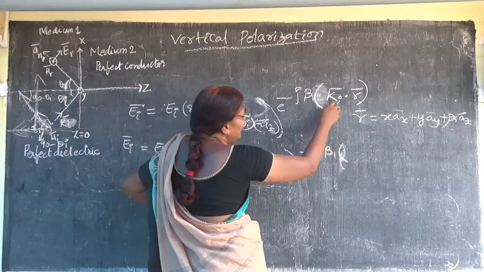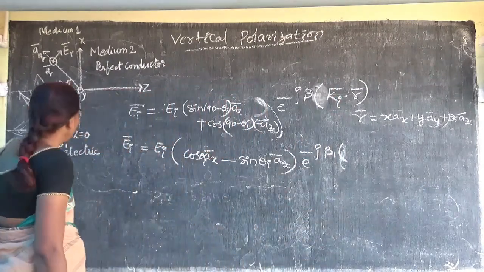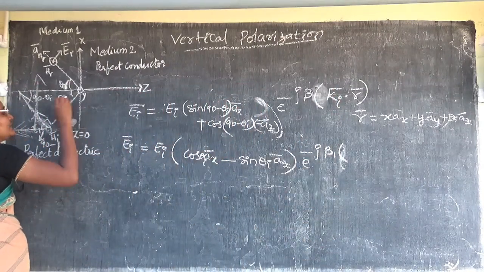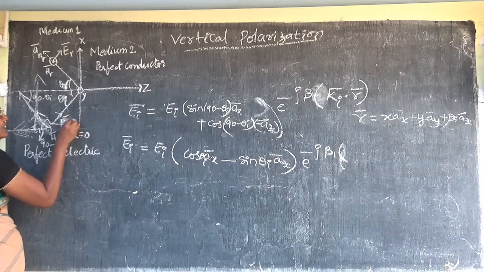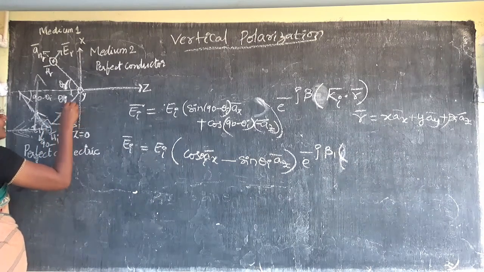So what is ki bar? That you have to find. What is ki bar? ki bar is this vector. So what is the resolving of this ki bar?